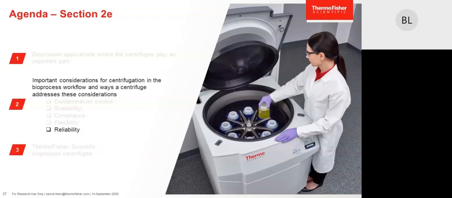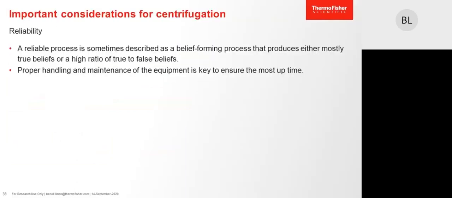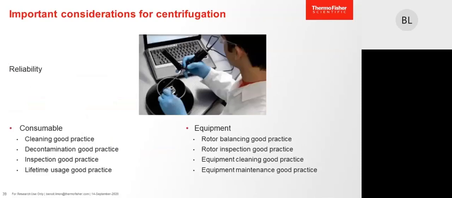Would like to finish this section with the reliability points. So the reliability is to produce a constant result and to ensure the most uptime of the equipment. For the consumable, it's to ensure the good cleaning practice, the good decontamination practice, inspection, and the lifetime usage. For the equipment, the balancing of the rotor, the cleaning of the equipment, and the maintenance of the equipment.